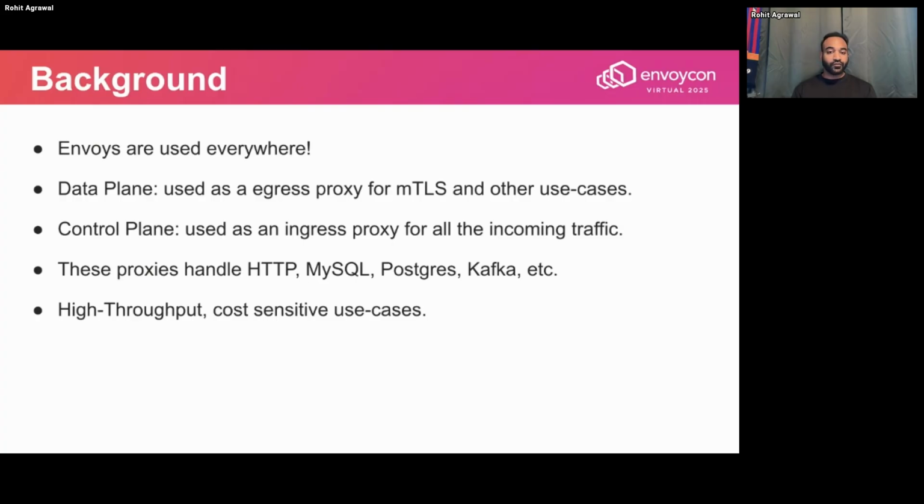We also use Envoys as the API gateway, as a main ingress proxy for all the incoming traffic in our control plane. We have a two-tier architecture where we have Envoy as an L1 proxy and an L2 proxy. We handle all sorts of protocols, HTTP, MySQL, Postgres, through these Envoys. We do have a lot of high throughput and cost sensitive use cases for which throughput becomes important. That's why we have to think about how much we are logging and how we are logging.